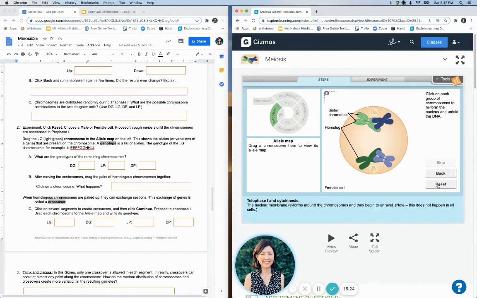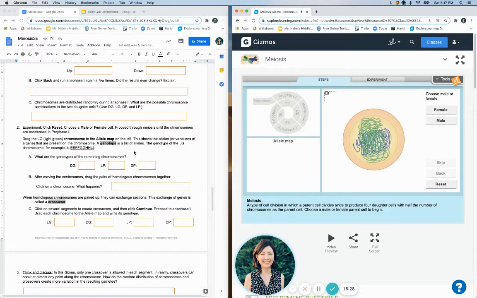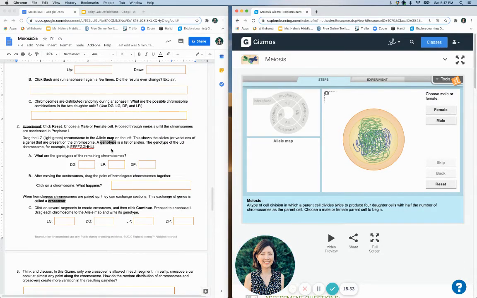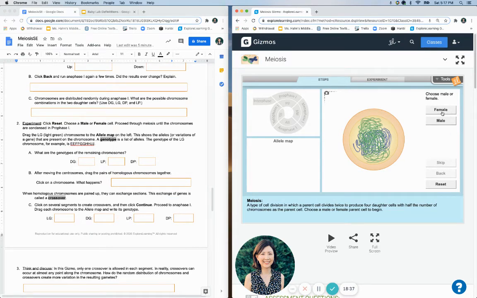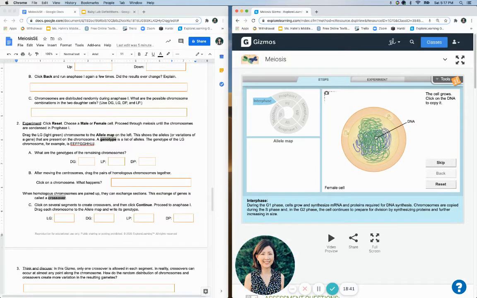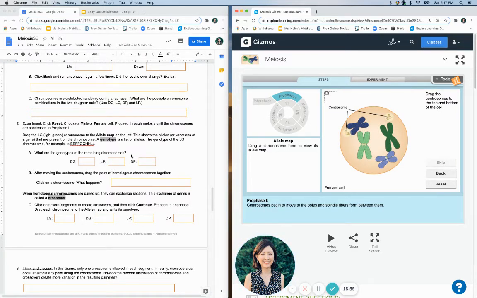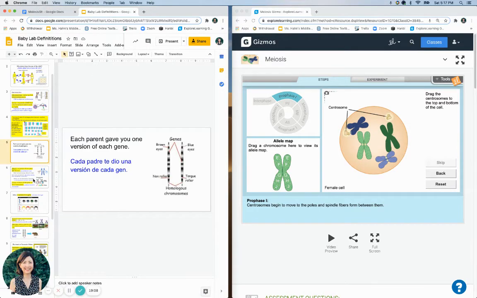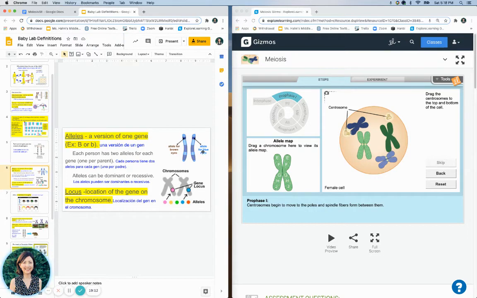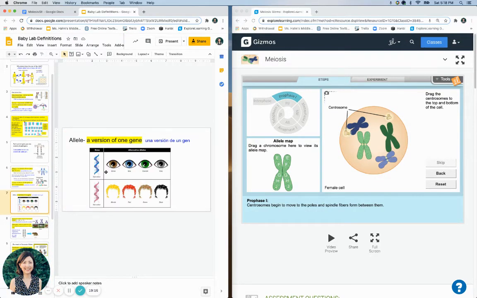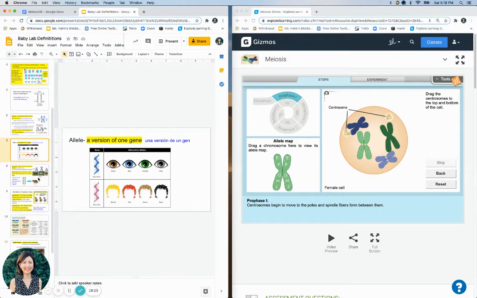Okay, so then we're going to reset this. And we need to go back to prophase. And this is where we're going to look at the alleles. Okay, so let's go in female. Condense those. Okay, so we're in prophase, and then we're going to drag the light green one to the allele map. So if we go here, now we can see the different alleles, or the variations of the gene. For example, here's an allele for brown eyes. Here's an allele for blue eyes. Eye color is the gene, but these are all different variations of the gene.